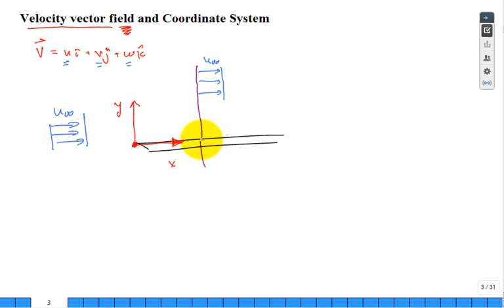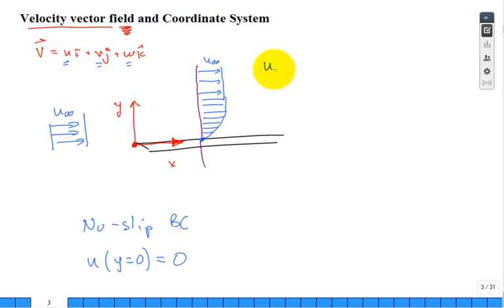But as you get close to the surface of the plate, what do we know about the boundary condition? It's a no-slip boundary condition. And so the velocity, u, at y equals 0 has to be 0. What do you mean y is equal to 0? It's at the plate. So we have to come in and do that. And so what we're really interested in is how does u vary as a function of y?